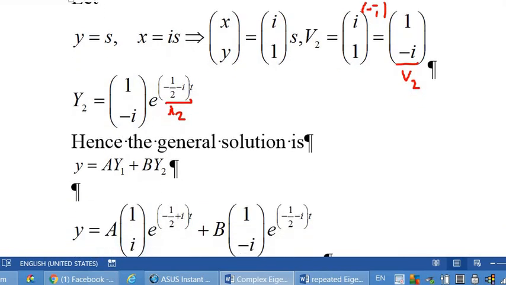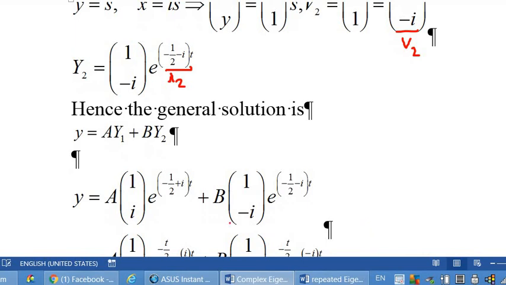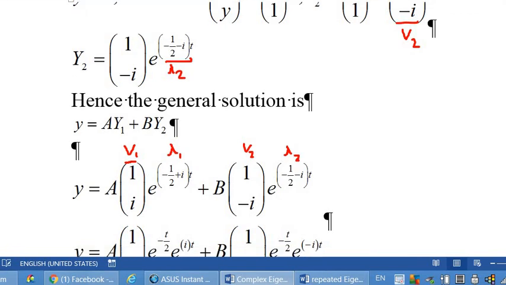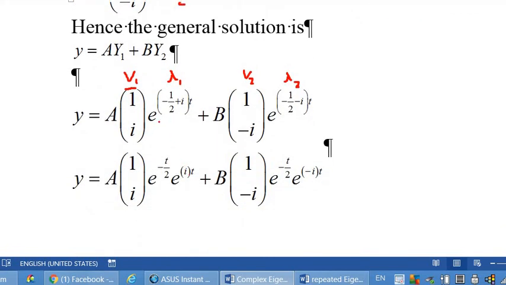Lastly, the general solution will be a y1 plus b y2, or a v1 exponent lambda 1 t plus b v2 exponent lambda 2 t. Okay, and we break the exponent into exponent negative t over 2 multiply exponent it. The second exponential term also, we break it into exponent negative t over 2 multiply exponent negative it.